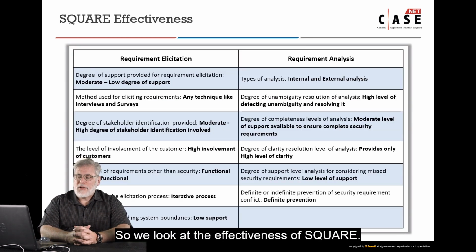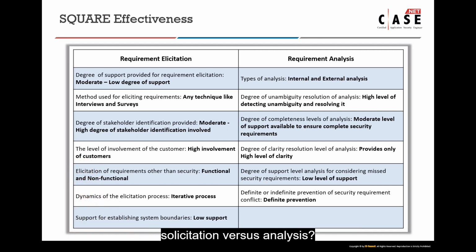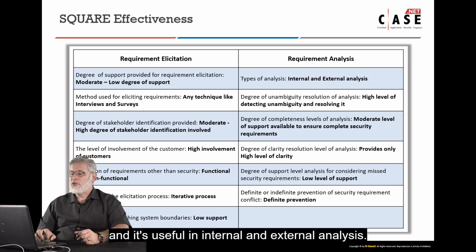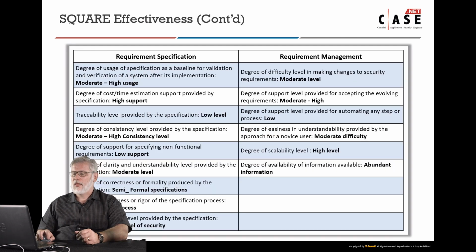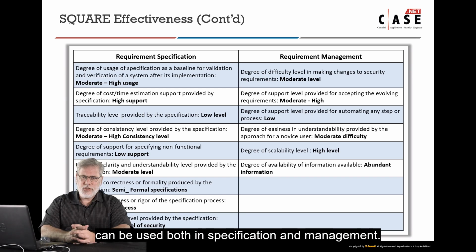So we look at the effectiveness of SQUARE. How effective is it in requirements elicitation versus analysis? And you can see here, it's actually pretty effective in both areas. It provides for the dynamics of an elicitation process that's iterative. It provides for removing ambiguity, and it's useful in internal and external analysis. We follow through on this screen with more examples of how this SQUARE model can be used both in specification and management.